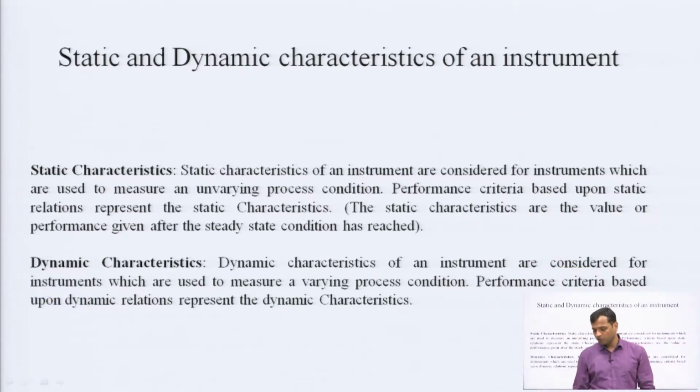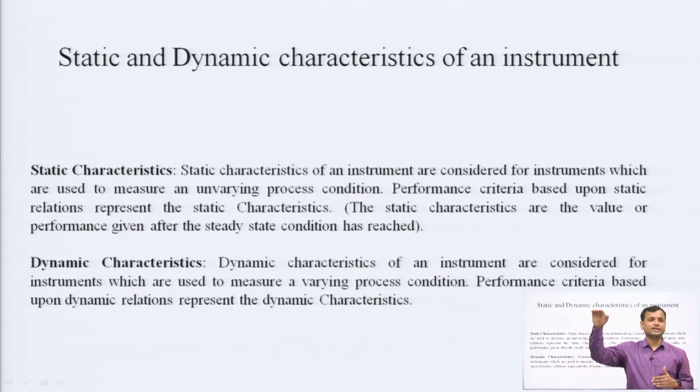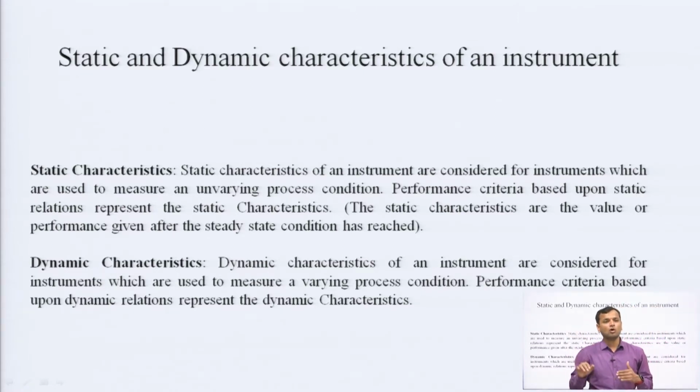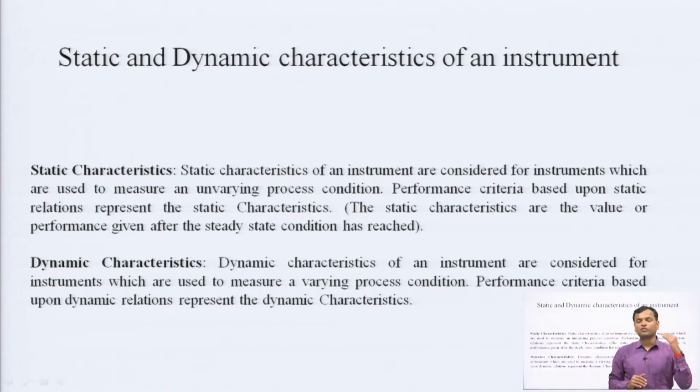Okay. So, the bookish or official definition is that static characteristics of an instrument are considered for instruments which are used to measure an unvarying process condition. Performance criteria based upon the static relation represent the static characteristics, or as I have told you, the value or performance given after the steady state condition is reached. What is steady state condition? When we talk about any system, we have a set point value. After certain dynamics, reaching that set point value is known as the steady state condition. The characteristics which belong to the performance given after the steady state condition is reached are known as the static characteristics.